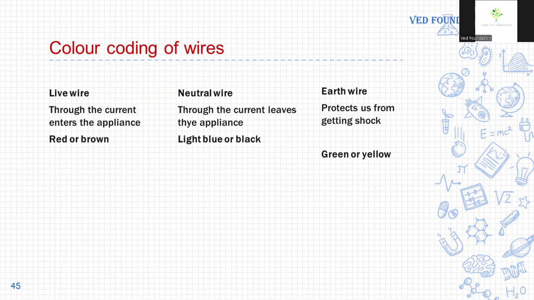Color coding of wires. Different colors are used for different wires, for example, live wire, neutral wire, earth wire. Live wire is the wire through which current enters the appliance, and the color of live wire is red or brown. Neutral wire is the wire through which current leaves the appliance, and the color of neutral wire is light blue or black. Earth wire protects us from getting shock, and the color of earth wire is green or yellow.